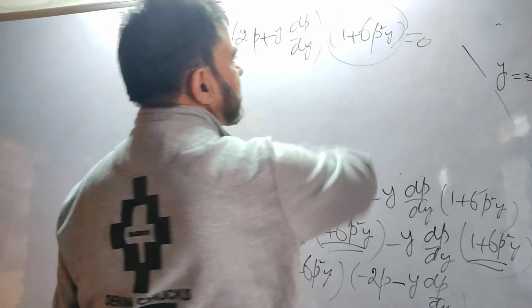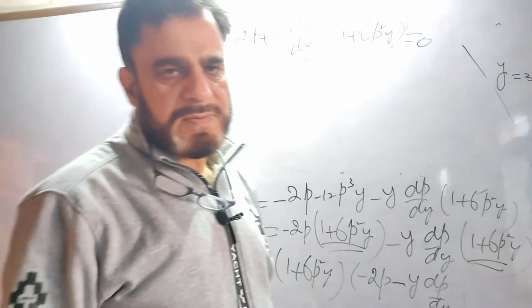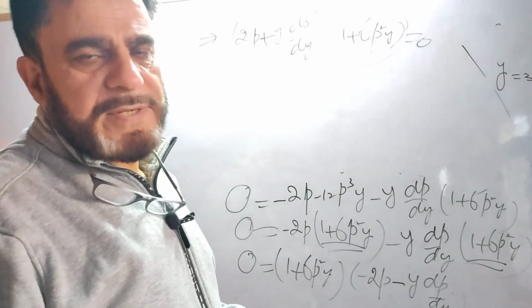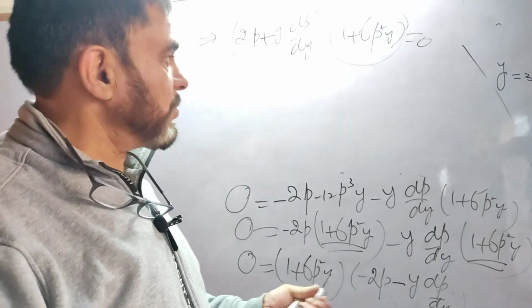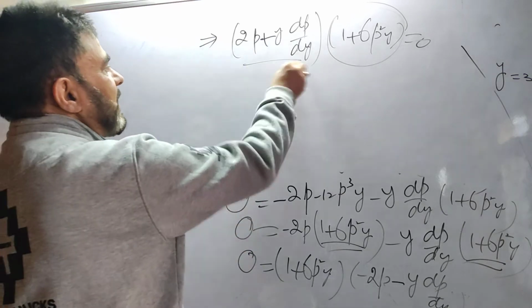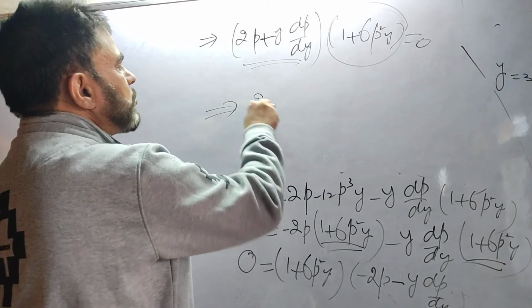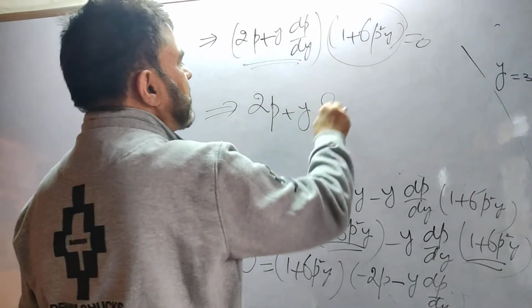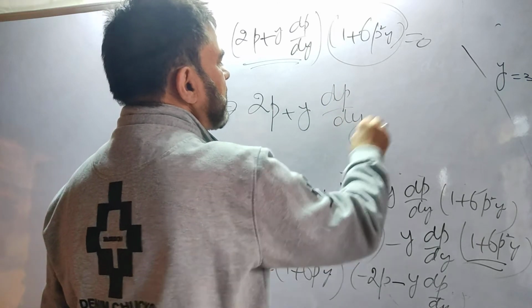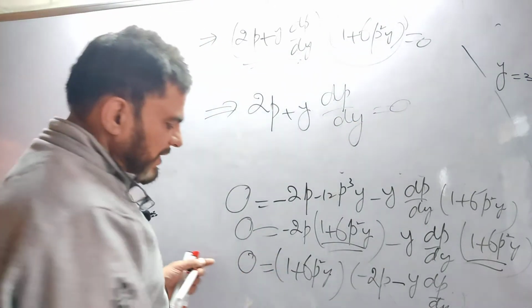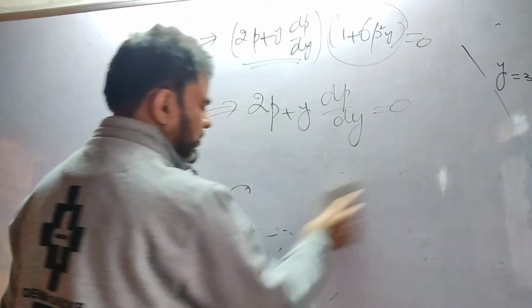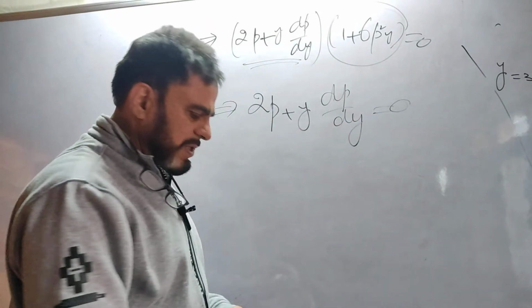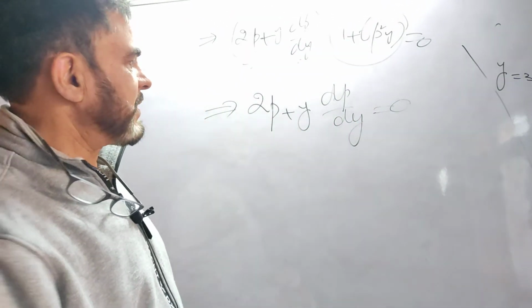We again reject this factor. We do not take this as 0 because it does not involve a derivative. Even if we take this 0, we get the value of p, then the solution will be a singular solution. Therefore we take this 0, we take the help of this as usual. This means 2p plus y dp by dy is 0. Now here you can easily separate the variables. It is variable separable form. We can separate the variables.